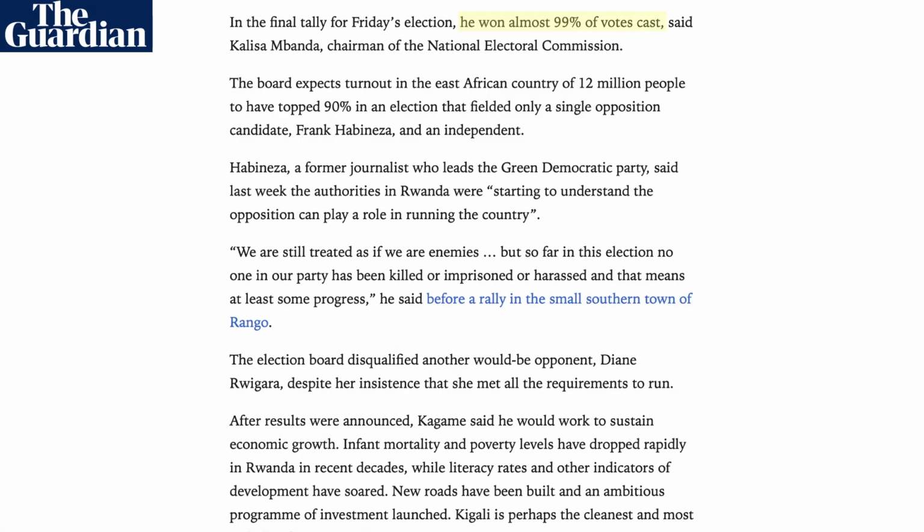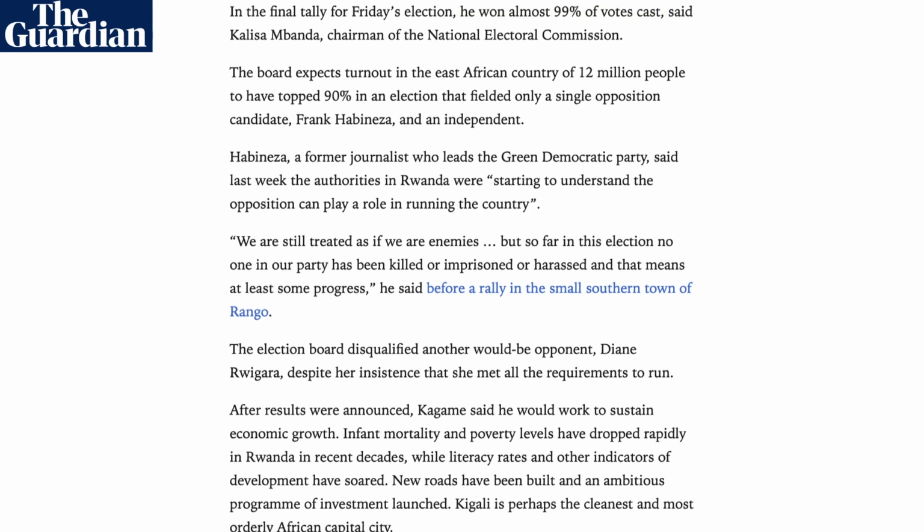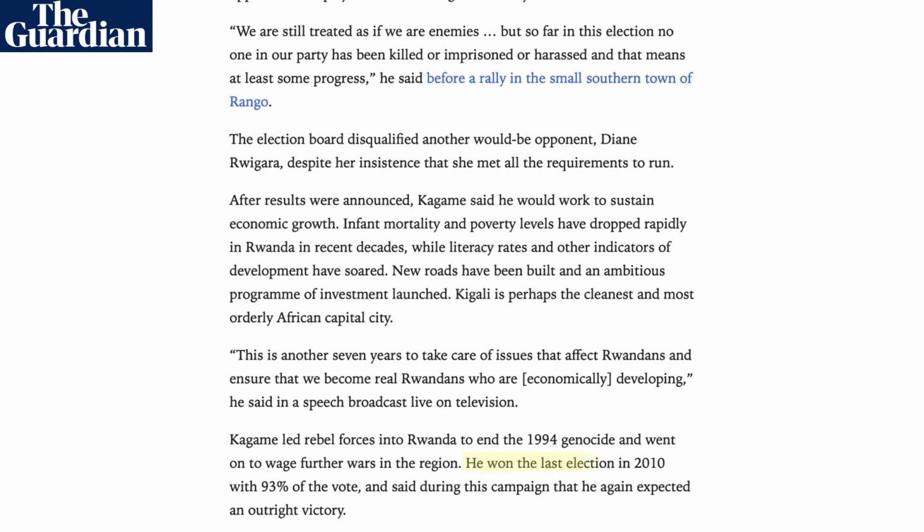Rumors of rigged elections are also circulating, seeing as Paul Kagame won the last Rwandan election by more than 99% of the vote, with the previous election being won by over 93%. And with Paul Kagame getting a firmer and firmer grip on power as time goes on, there is reason to believe that Rwanda is not at the end of their suffering.